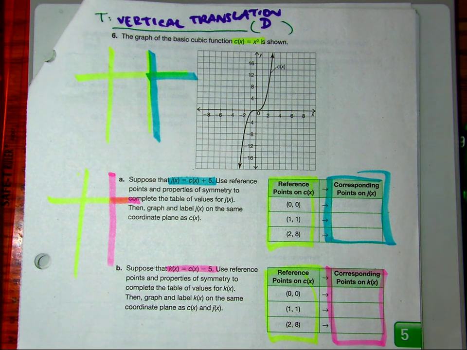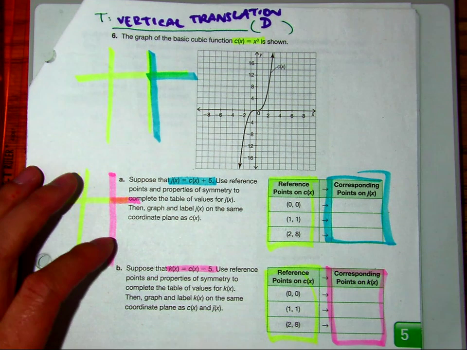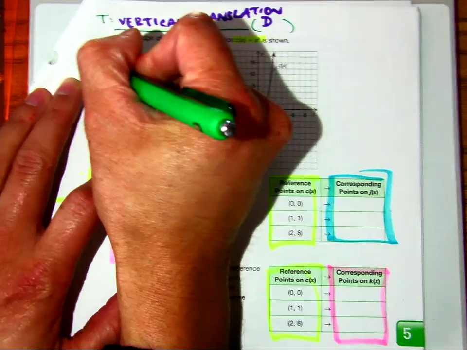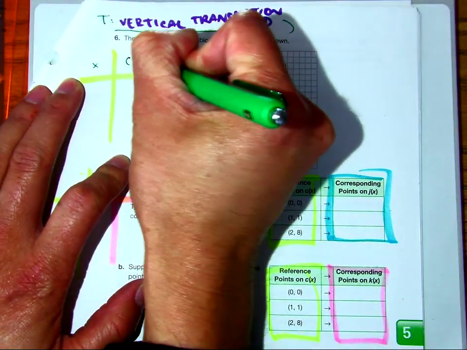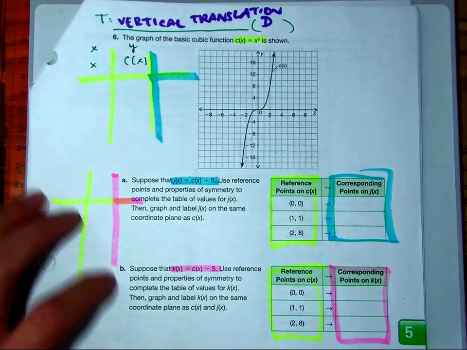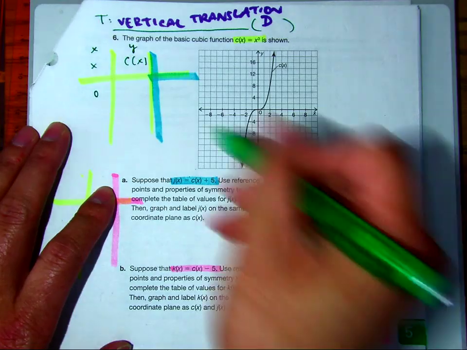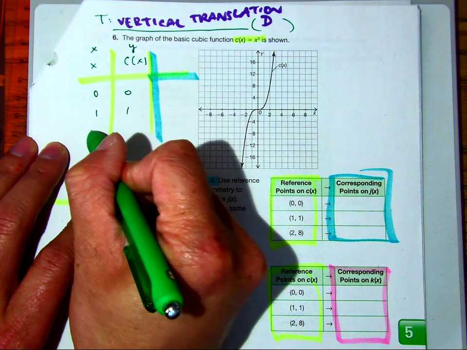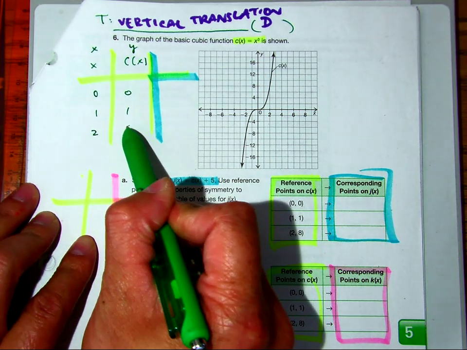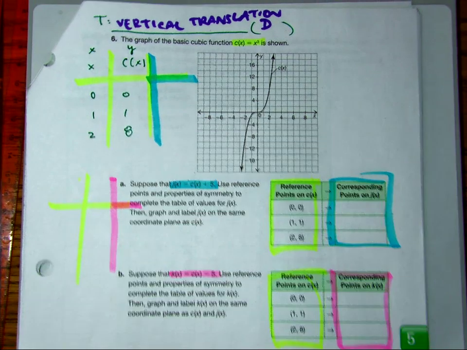All right, Rita. We already know that c of x is x cubed, and so x and c of x. If you haven't been with us, c of x is just a fancy way of saying the y, right? We have these filled out: 0, 0, 1, 1, and Rita, if you put in 2, what do you get? 8.